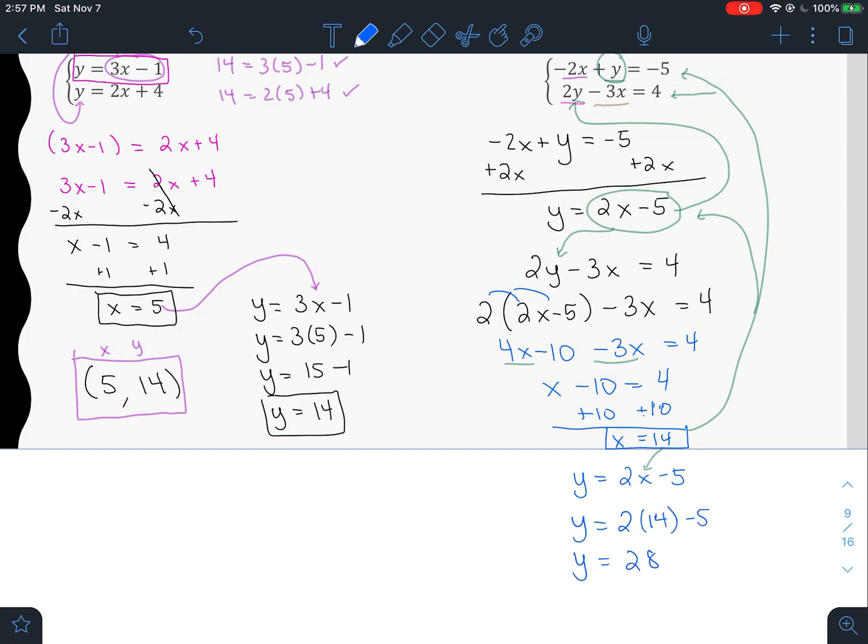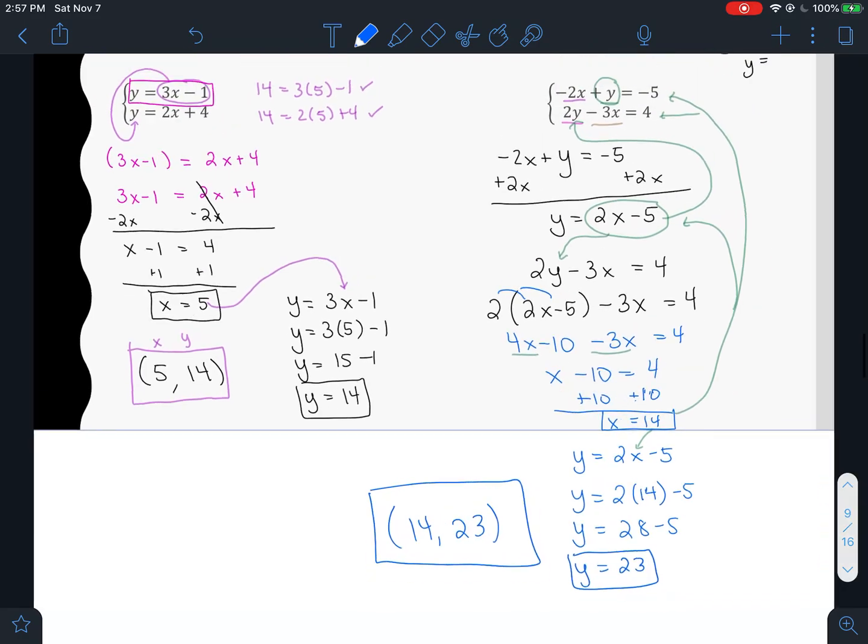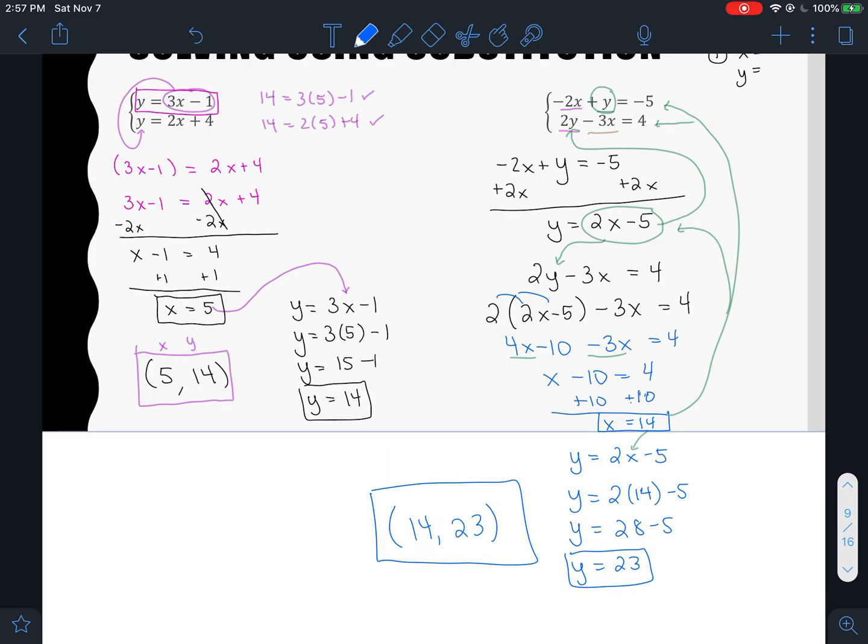So y is going to equal 2 times 14 minus 5. So y is going to equal 28 minus 5. So y is going to equal 23. So if I were to graph those two equations, they should intersect when the x-coordinate is 14 and the y-coordinate is 23.